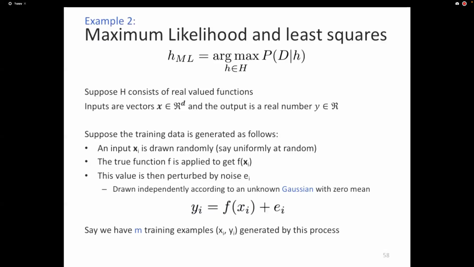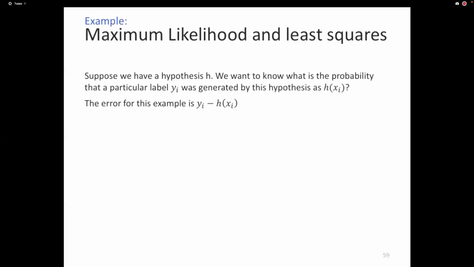So with this story, let's now try to set up a learning problem. Suppose we have some hypothesis, little h. We could ask, what's the probability that a label y was generated by this hypothesis applied to an example? Suppose h was the true hypothesis. Then the label y is not going to be the same as h of x, because had h been the true hypothesis, there was still some noise that was applied to it that we need to account for.